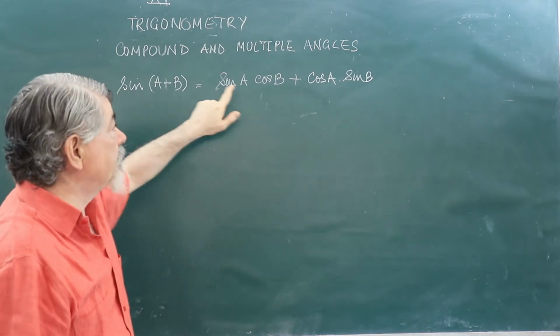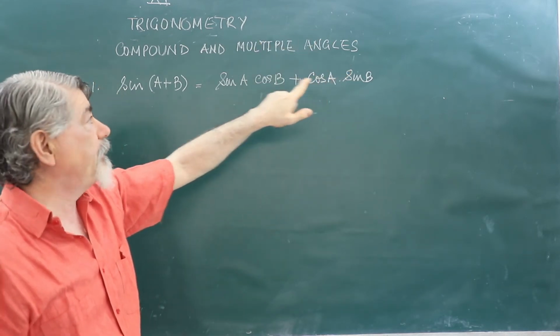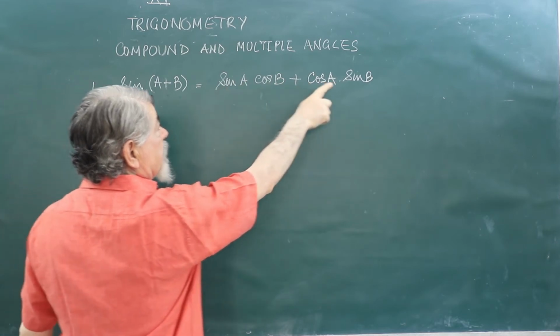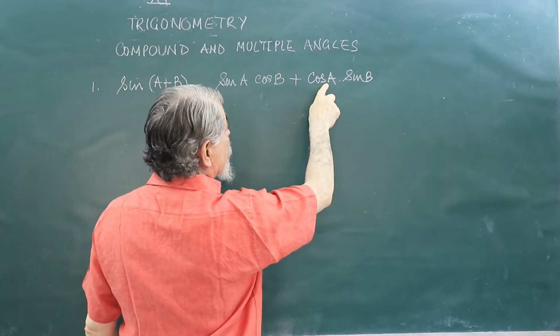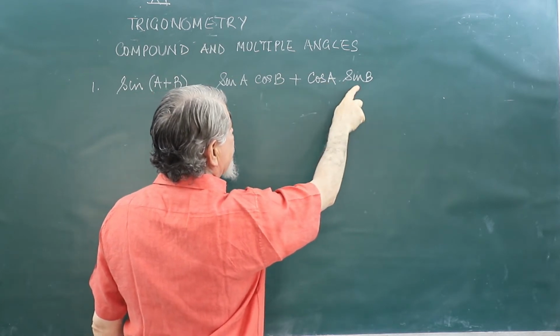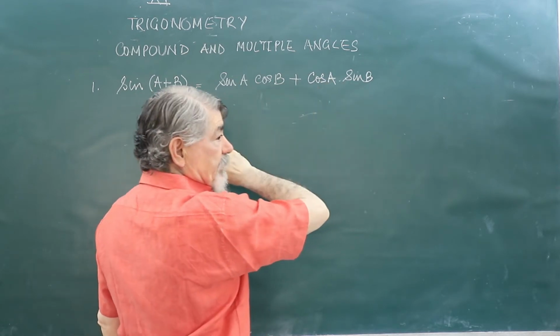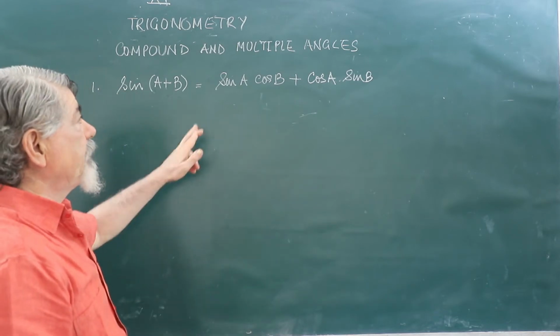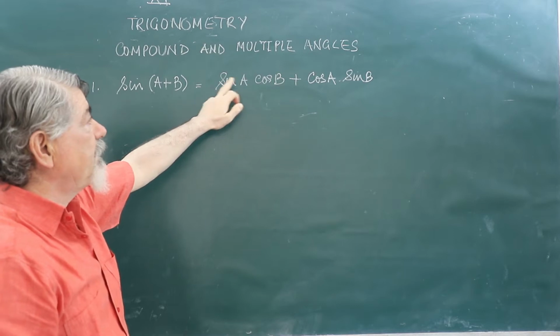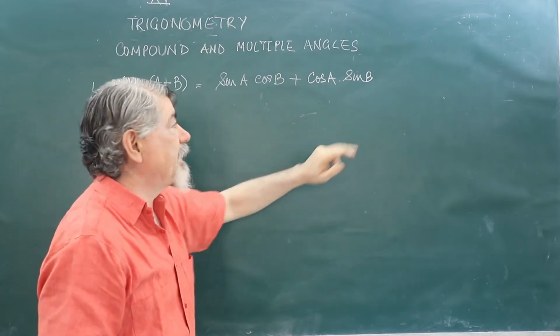Another thing is that in sine A cos B plus cos A sine B, sine A here becomes cos A, and cos B becomes sine B. You can write it either way because they are an addition, so it doesn't matter, but we always start with sine A cos B plus cos A sine B.